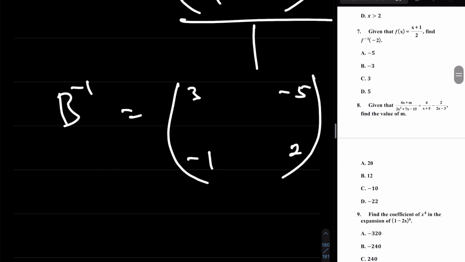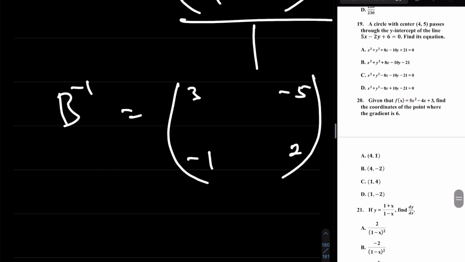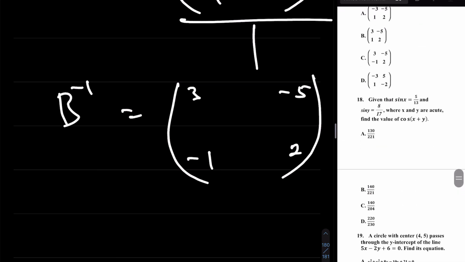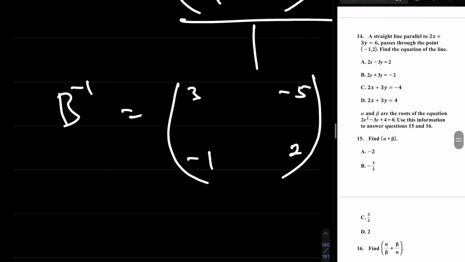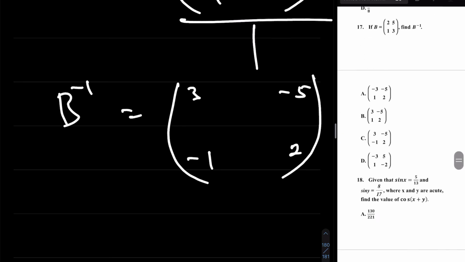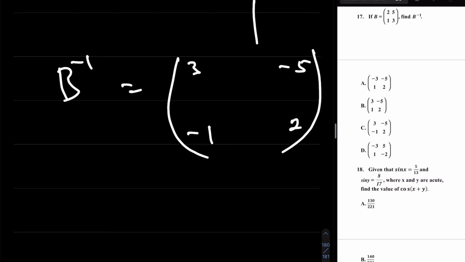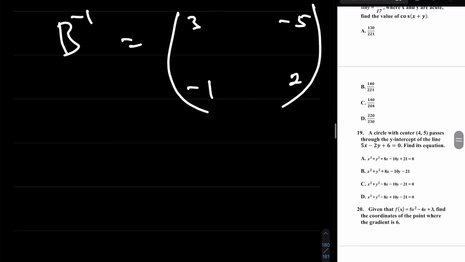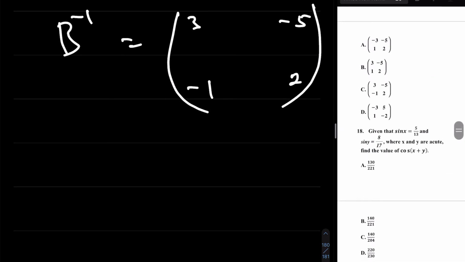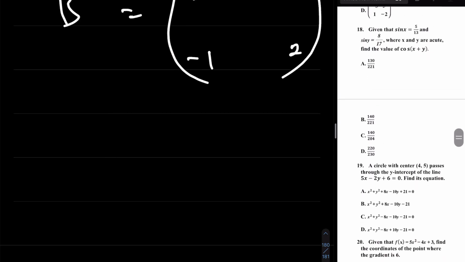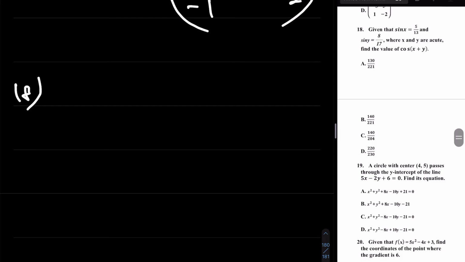That's number 16 or 17. Yeah, that's number 17. So the option that matches that is C. So the correct option is C. Now we go straight to the next, which is, I check that again, 3, minus 5, minus 1, 2. Yeah, the correct option is C. The next one is number 18.